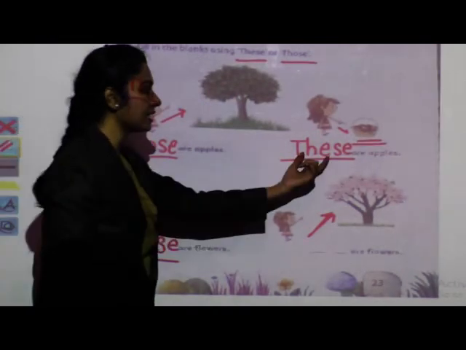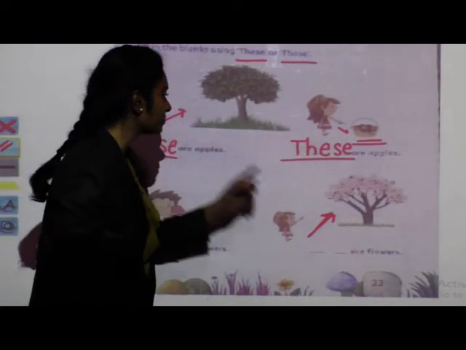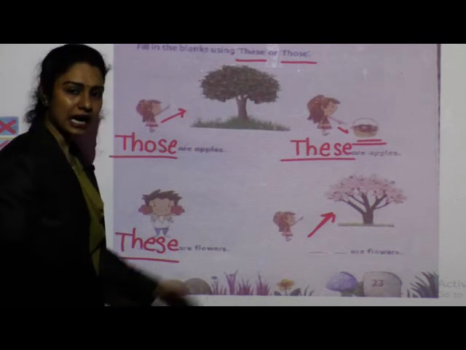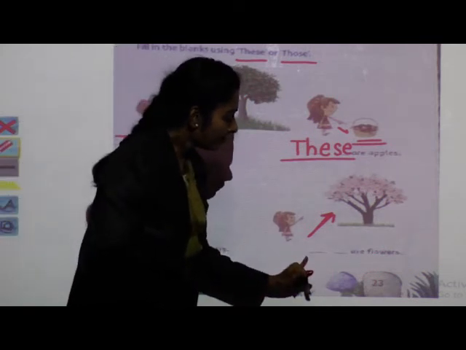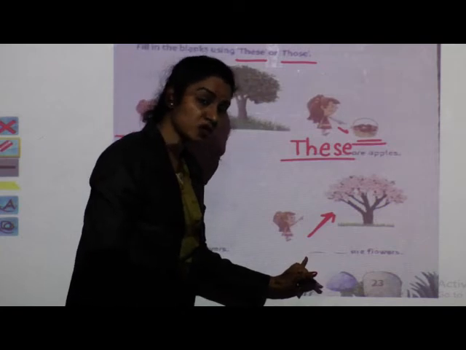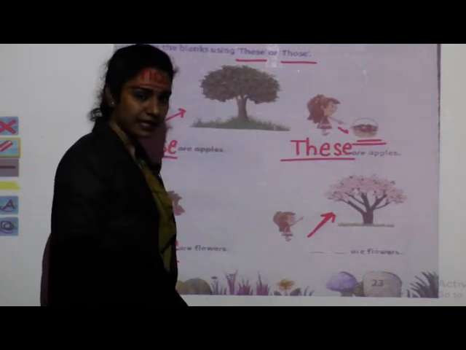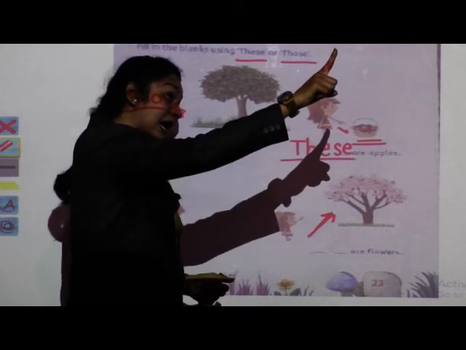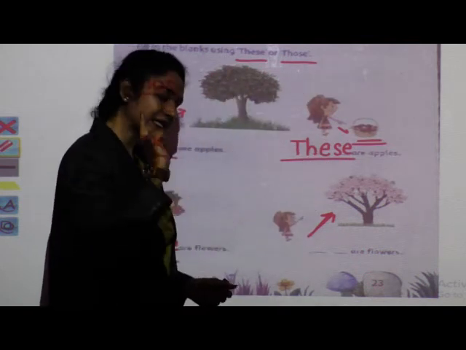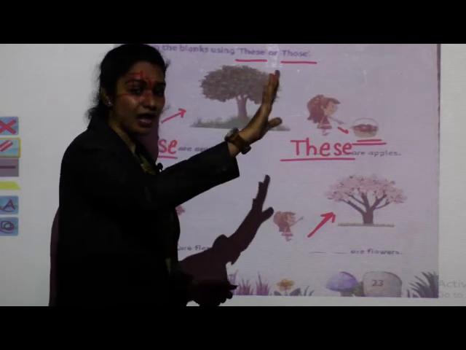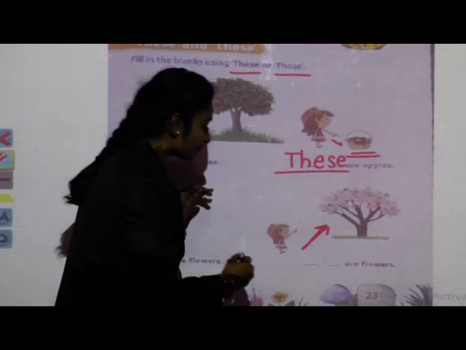And here these, because these things are near to them. And if you see in this picture, the things are distant, far. So what should we use here? These or those? She is saying वो flowers है. Yes. So those are flowers or these are flowers? क्या आएगा? Yes. चीजें हमसे दूर है. Far from us. That time what should we use? Those are flowers. Very nice.